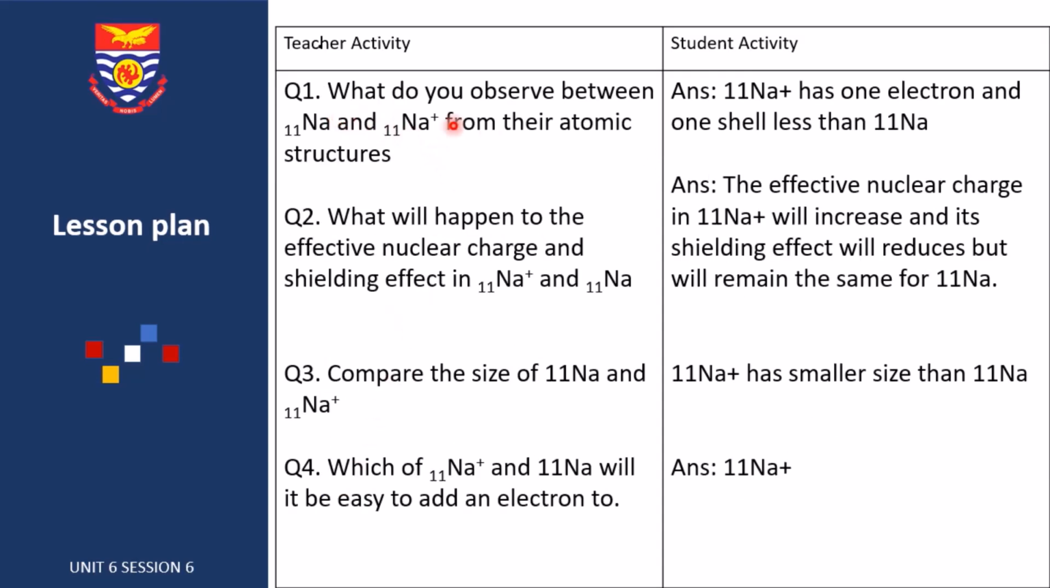Okay, so we have shown structures to students and they have made their observations. So these are the questions that we are going to ask them. What do you observe between sodium atom and sodium ion from their atomic structures? And then we expect this response over here, as sodium ion has 1 electron and 1 shell less than sodium atom. We follow up with these 3 other questions, and then we expect these responses also from students.